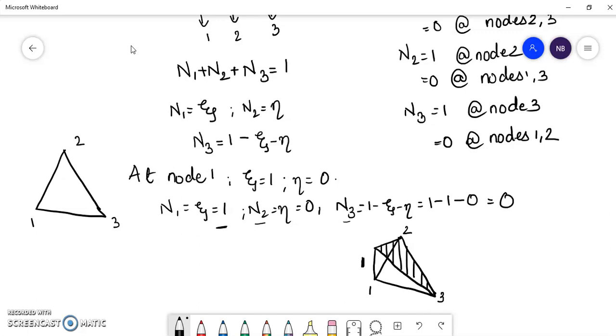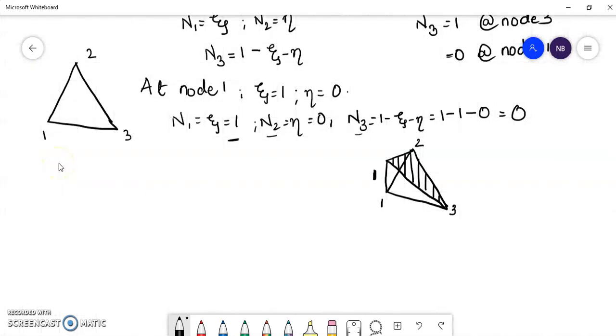This is exactly what I meant when I said that the combination of any of the shape functions represents a plane surface. So this thing that I have hatched here is the plane surface.